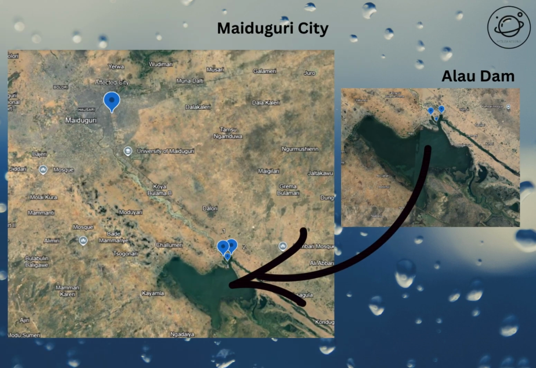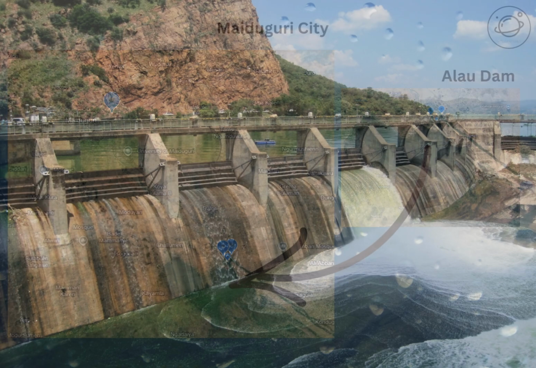When a dam collapses, it can lead to catastrophic consequences. The severity of the damage depends on the size of the dam, the volume of water it holds, and the surrounding geography. Here's a breakdown of the key impacts of a dam collapse.